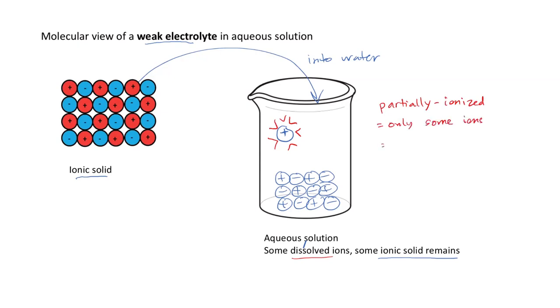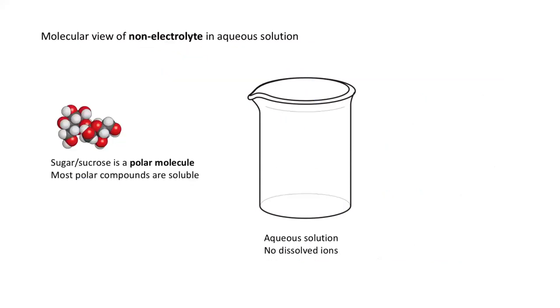And so that means you're going to have only some conductivity. And so that's why it is a weak electrolyte. And you would see a low light, as opposed to a lot of light from the light bulb in the conductivity apparatus. Okay, but what happens when you have a non-electrolyte?